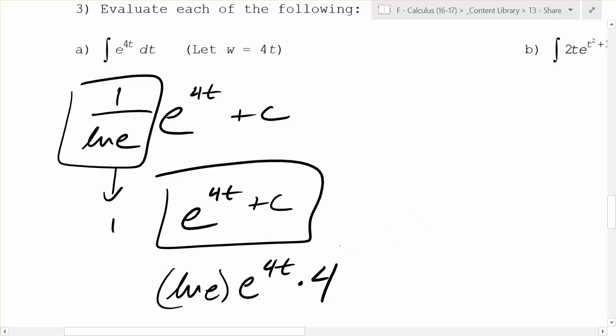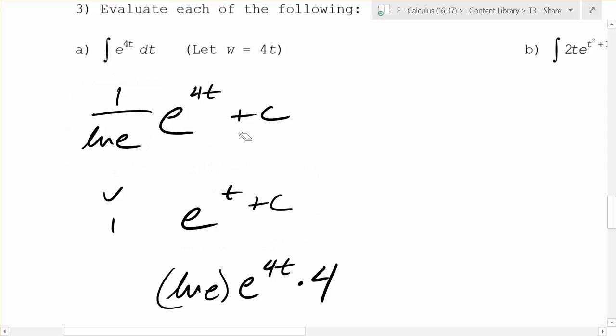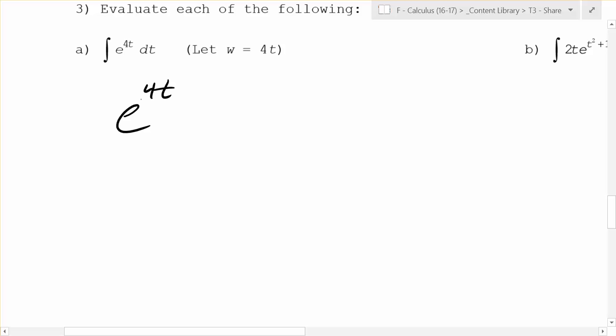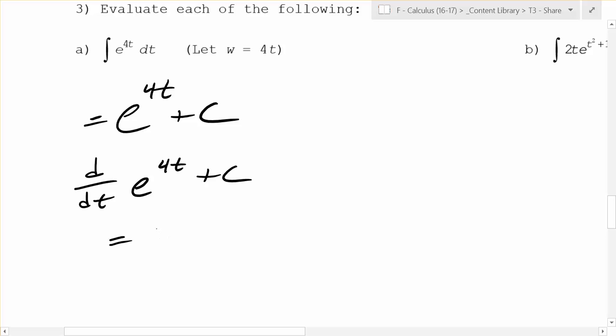Is there a 4 on the outside of the original integral? No. So try again, everybody. You have 10 seconds to fix it. Go. You ended up first trying, oh, maybe the answer is e to the 4t, because a lot of things tend to be the same when you're dealing with e. But what is the derivative of e to the 4t plus c? What's the derivative? Yeah, 4 e to the 4t.